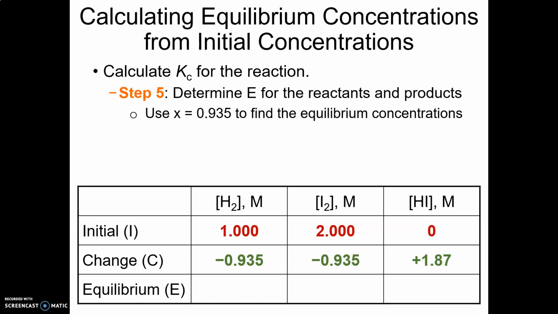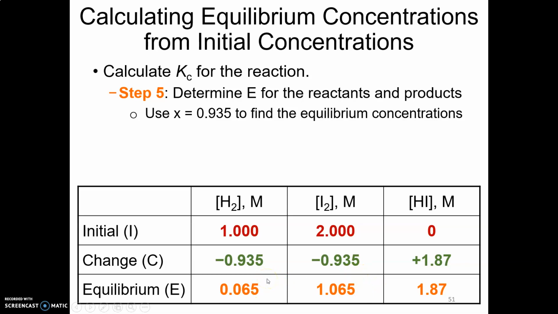Okay? And then you just do I plus C equals E. 1 minus 0.935 is 0.065. 2 minus 0.935 is 1.065. And then this one's straightforward, no calculator needed. 0 plus 1.87 is 1.87. Now, let me be clear. These are all concentrations. So this is 0.065 molar, 1.065 molar, 1.87 molar, right? All of these should have a molarity unit after them.